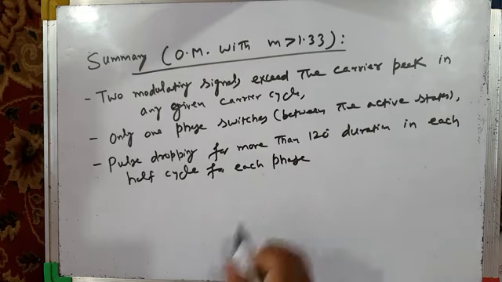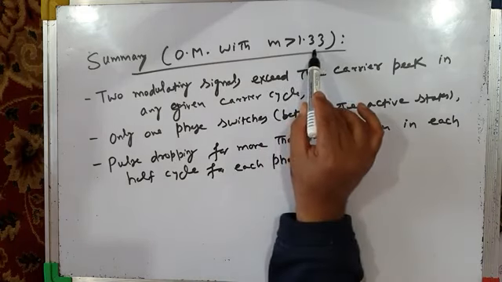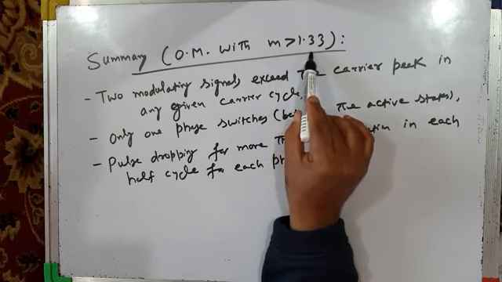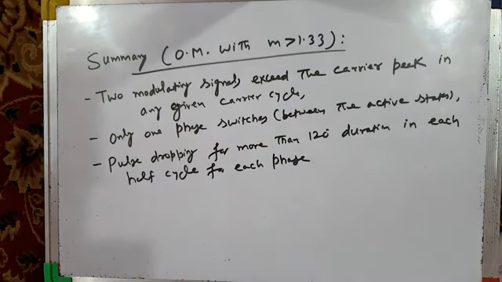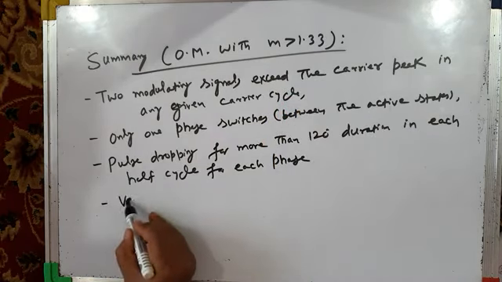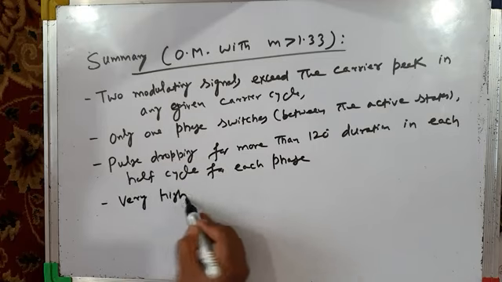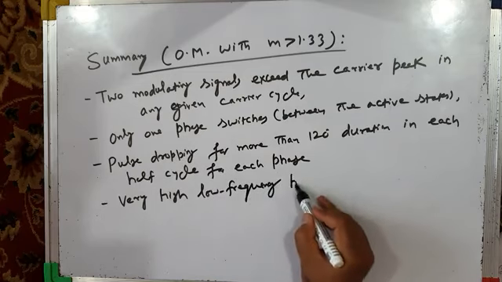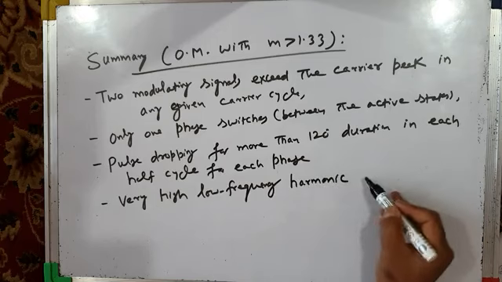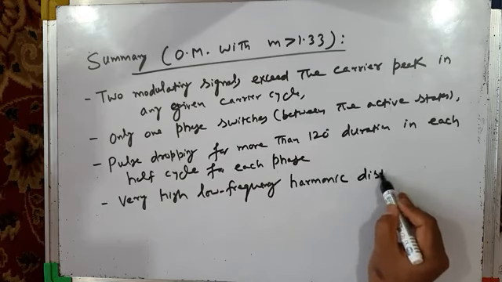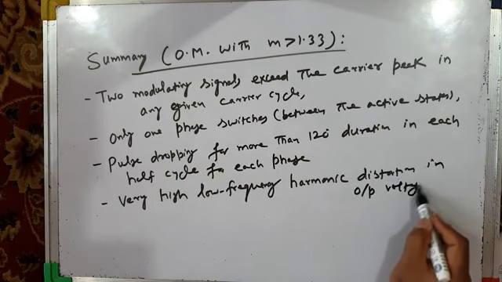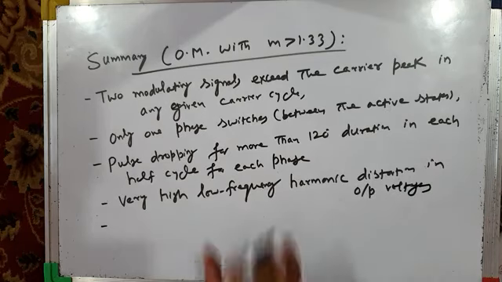So in general, for m equal to 1.33, we have previously seen that pulse dropping for 120 degrees occurs. But for m greater than 1.33, pulse dropping for more than 120 degree occurs. Okay, then very high low frequency harmonic distortion occurs in inverter output voltages. So level of distortion in inverter output voltages is high as far as low frequency harmonic distortion is concerned.